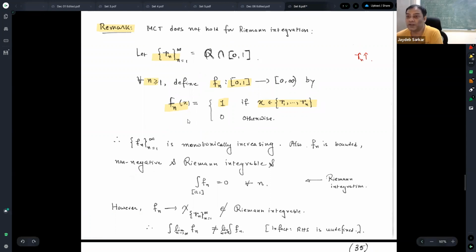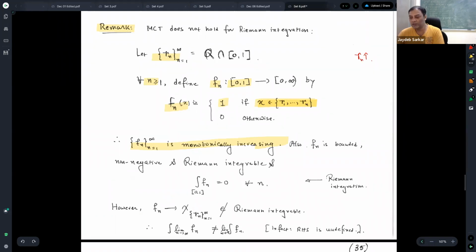So one more time, your f_n(x) is 1 if x is one of these finitely many r_1 up to r_n, or 0 otherwise. So how many places does f_n hit a non-zero term? Only up to n, right? And beyond it's 0, or everywhere else it is 0. By construction, if you consider n less than or equal to m, then f_n will be less than or equal to f_m. That means f_n is a monotonically increasing function by construction. Clearly f_n is bounded. Clearly the points of discontinuity of f_n are finitely many, n, correct? So it is Riemann integrable, non-negative by construction.